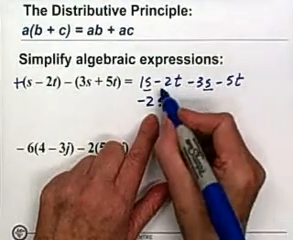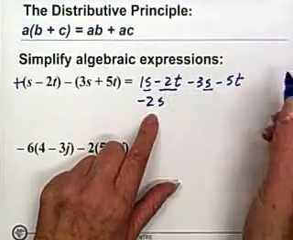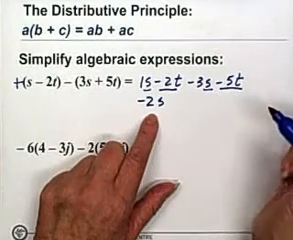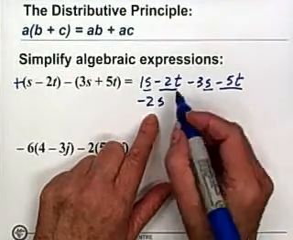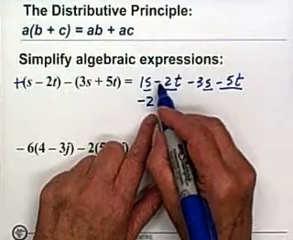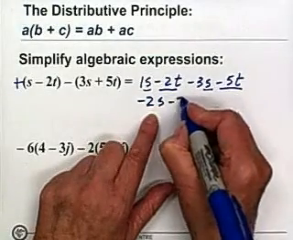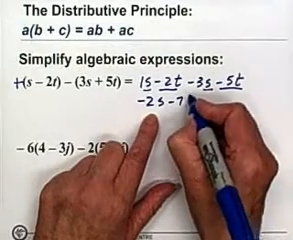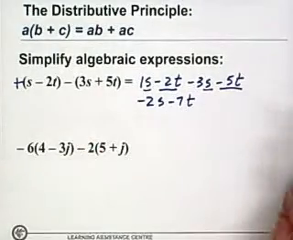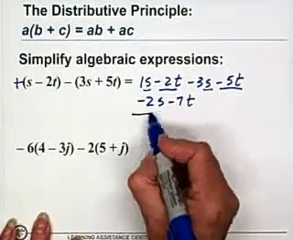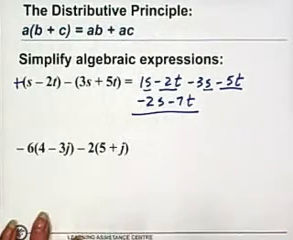Now we have the two like terms of minus 2t and minus 5t. So we add together the minus 2 and the minus 5 and get minus 7. And the minus 7 is multiplied by t. And that would be our answer right here. Minus 2s minus 7t.